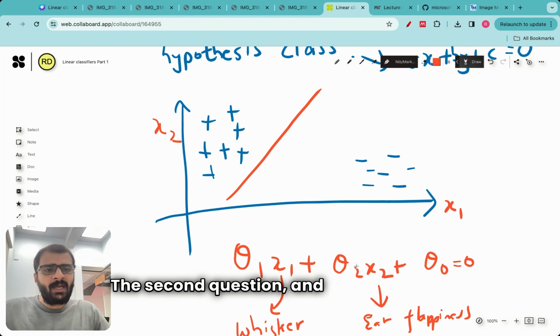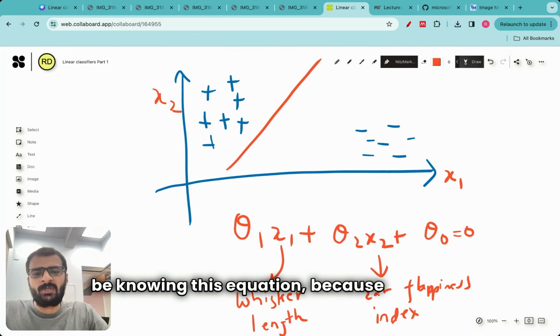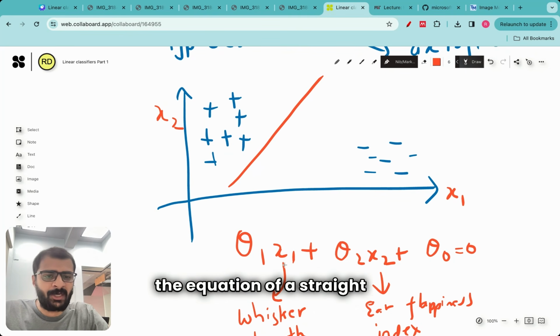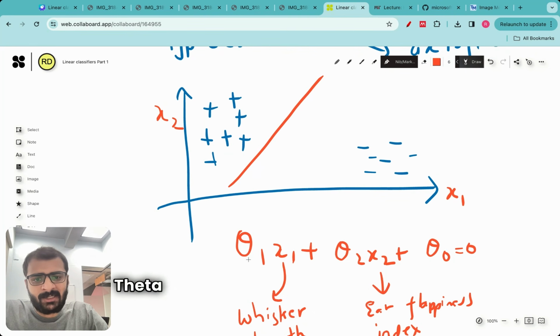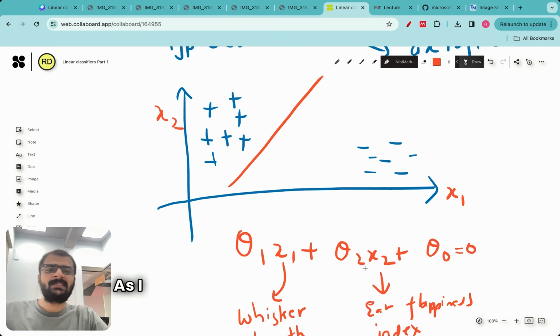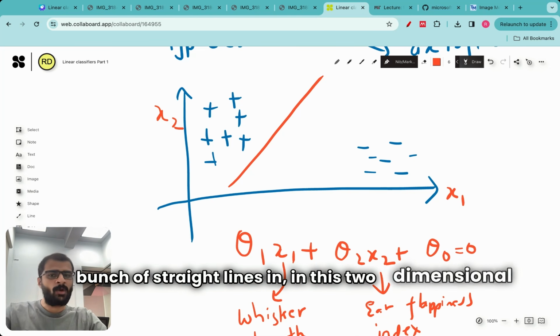All of you must know this equation because this is just the equation of a straight line. There are three variables here: theta 1, theta 2, and theta naught. As I vary all these variables, I get a huge bunch of straight lines in this two-dimensional space.